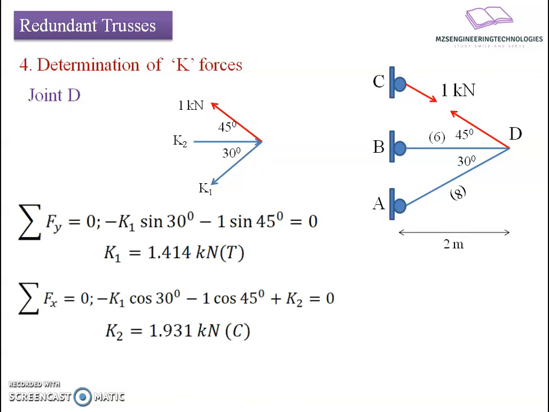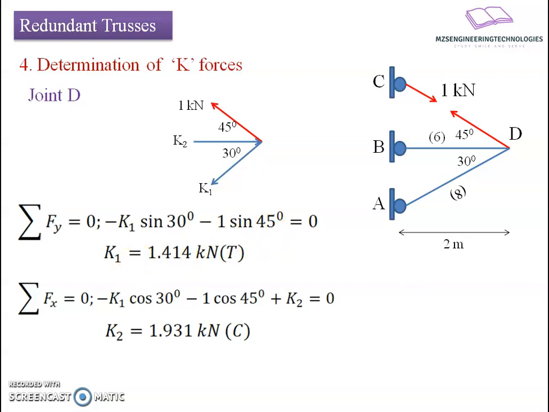a relation: minus K1 sine of 30 going downward plus 1 sine of 45 degree. So read this as a plus. By a typographical mistake it will appear as a negative here, so please read it as a positive. It's going upward, 1 sine of 45 degree, which results in a value of K1 as 1.414 kilonewton tensile in nature.